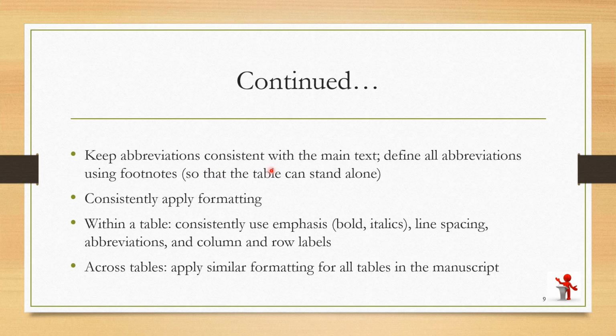Keep an abbreviation consistent with the main text. Define all abbreviations using footnotes so that the table can stand alone. Consistently apply formatting. Within a table, consistently use emphasis, bold, italics, line spacing, abbreviations, and column and row labels. Across tables, apply similar formatting for all tables in the manuscript.